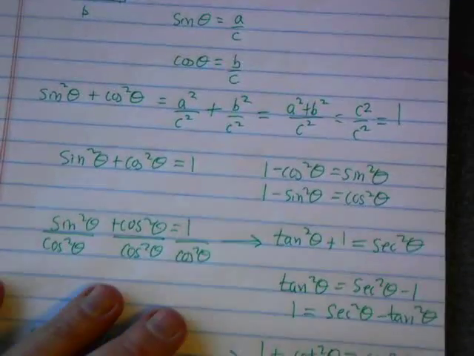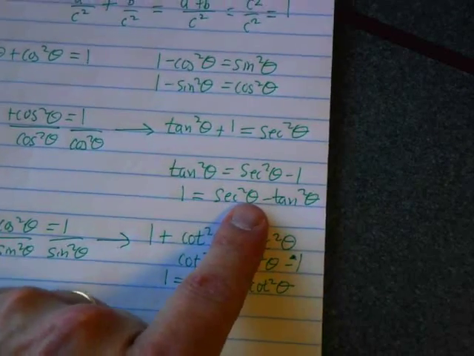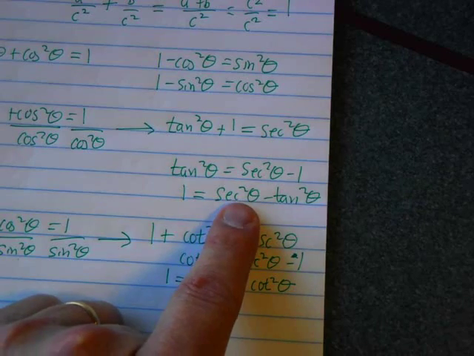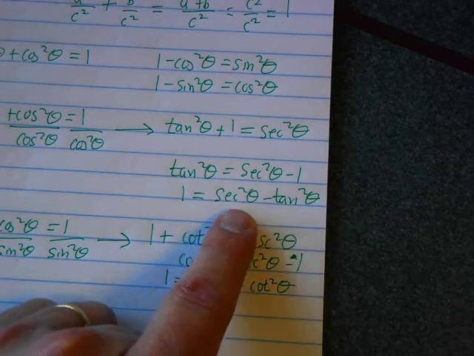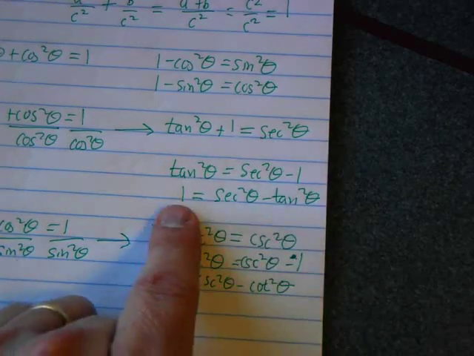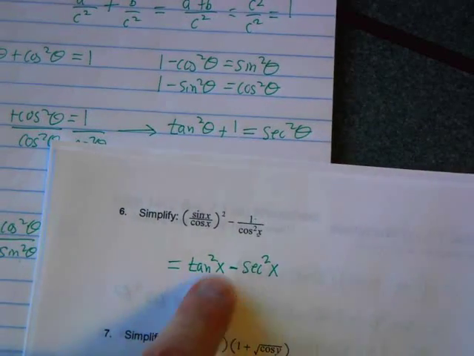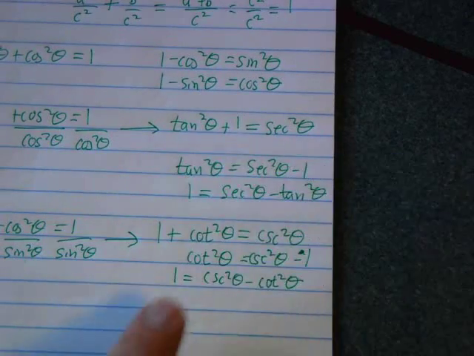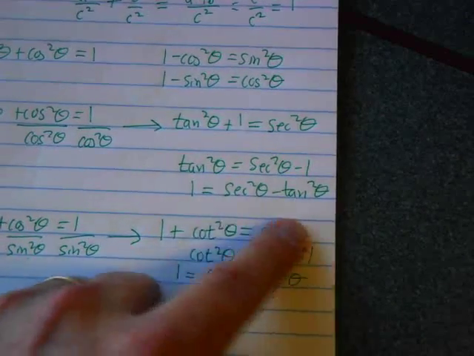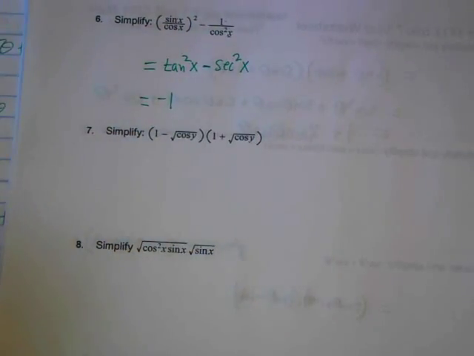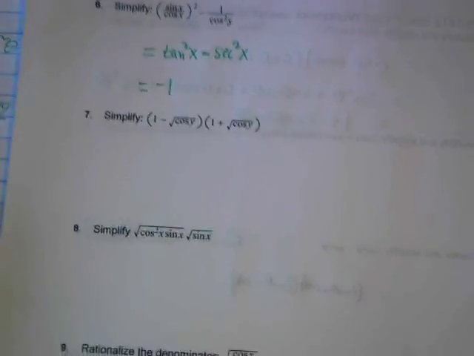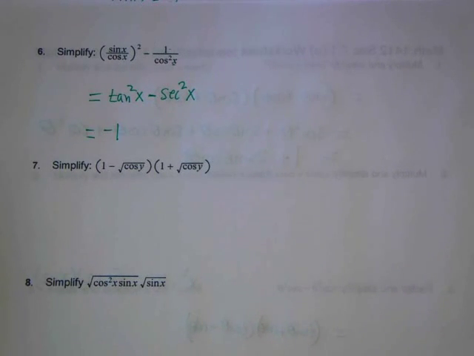Looking back on my list here, I have it the other way. I have secant squared minus tangent squared equals 1. So if secant squared minus tangent squared equals 1, what can you tell me about tangent squared minus secant squared? I would multiply this equation both sides by negative 1. The answer is negative 1. That's not the way I would have done that problem, but your way is very good and it's 100% correct.